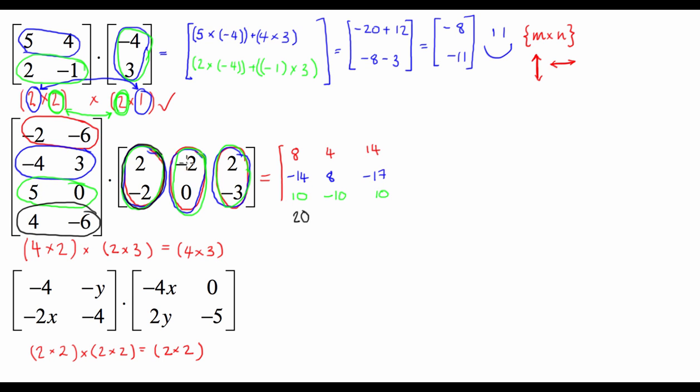We have 4 times negative 2 is negative 8. Negative 6 times 0 is 0. So we're just left with negative 8. Then we go to the third one. 4 times 2 is 8. Negative 6 times negative 3 is positive 18. So we have 8 plus another 18 is 26. Cool.